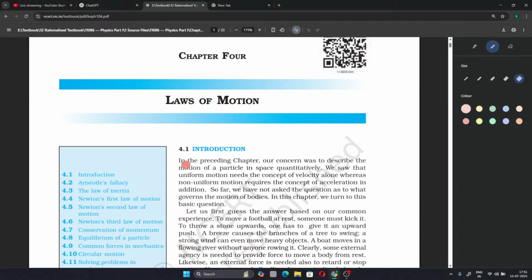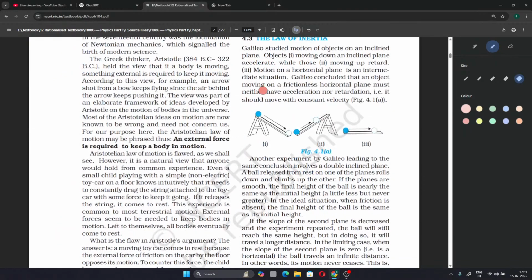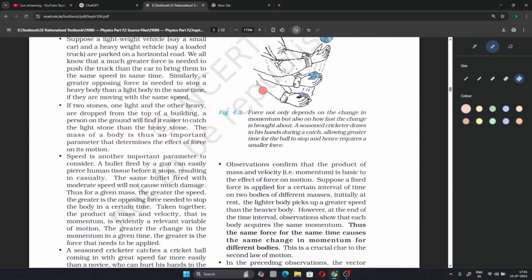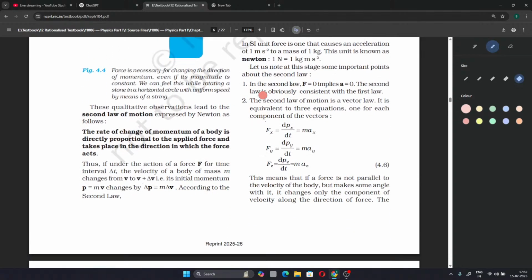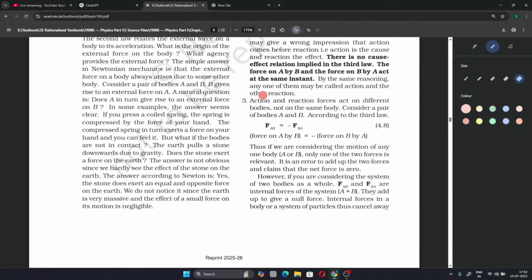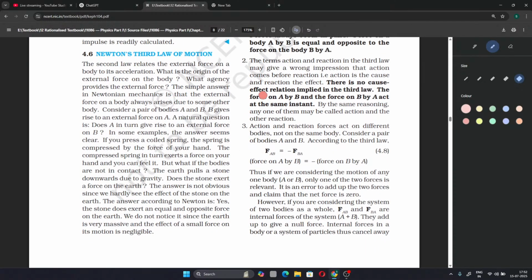Laws of motion doesn't only consist of laws of motion. So okay, let's start. Laws of motion, chapter 4. Third law. We can say the third law is the most famous law of Newton, and most people know this law. That is Newton's third law of motion.